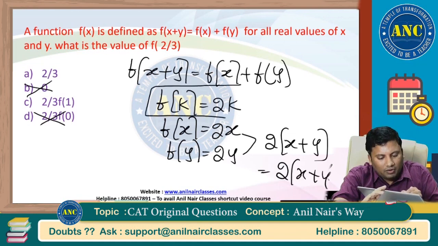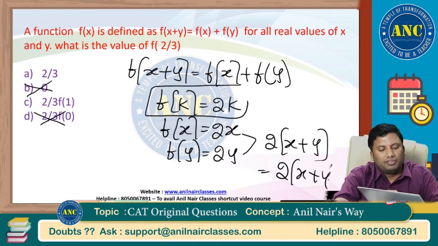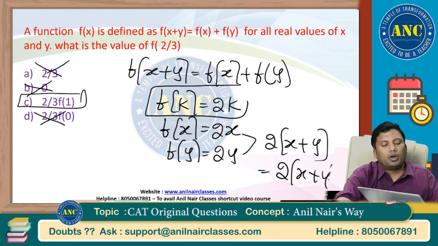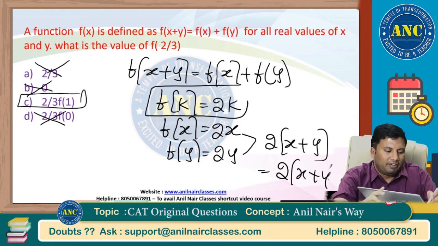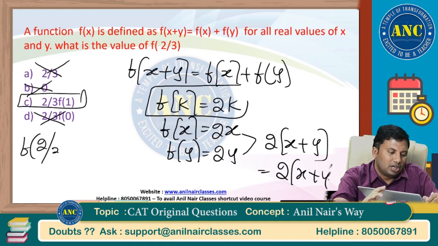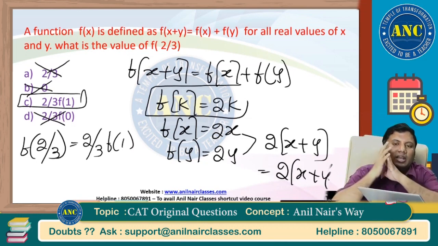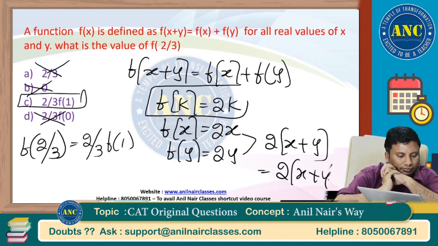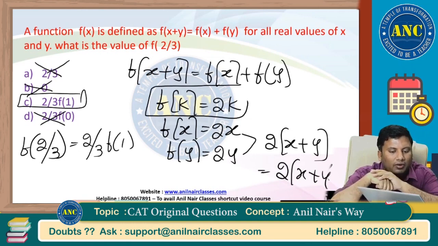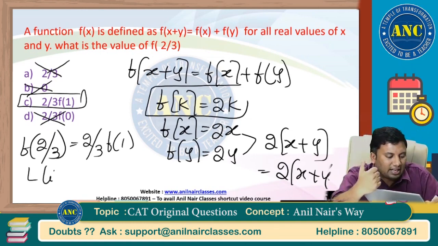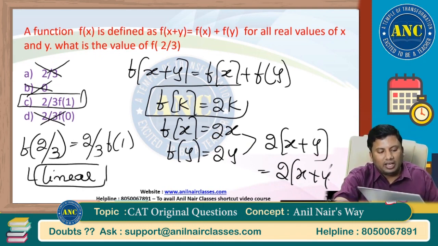f of k equivalent to 2k. f of 2 by 3 equivalent to 2 by 3, not possible. I hope it is clear. f of 2 by 3, the answer is 2 by 3 f of 1. Yes or no? Right? f of 1 equivalent to 2. Is it clear? f of k equivalent to 2k. The answer is linear.